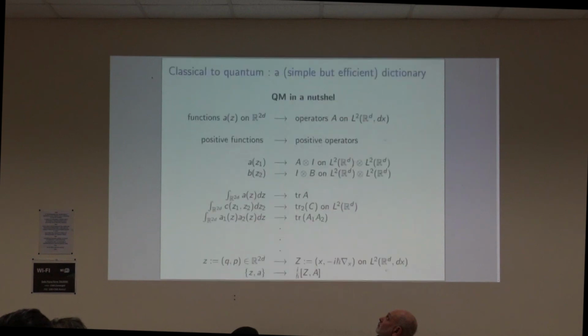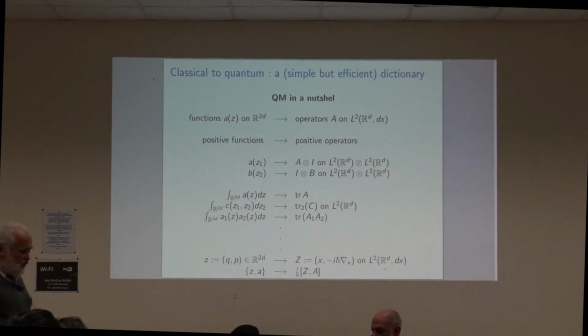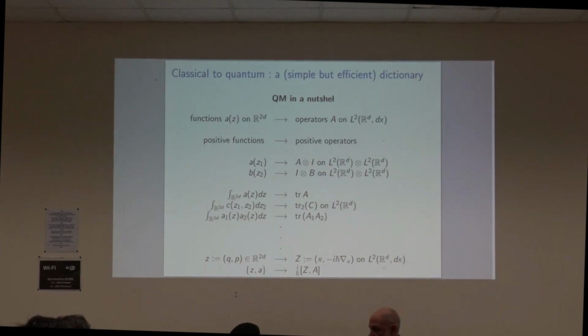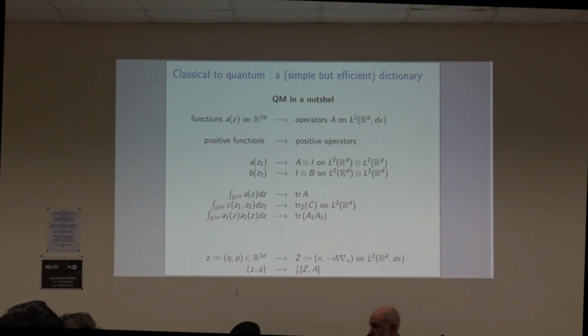So the way I would like to construct this quantum Wasserstein is through quantization, by taking the corresponding quantum objects for all the parts which enter the definition of the classical Wasserstein. And to do that, I have to give you just a dictionary to pass from the classical world here to quantum mechanics on this side.